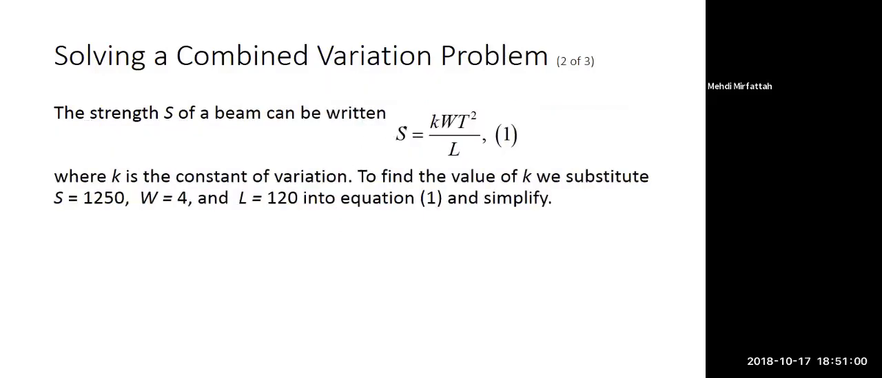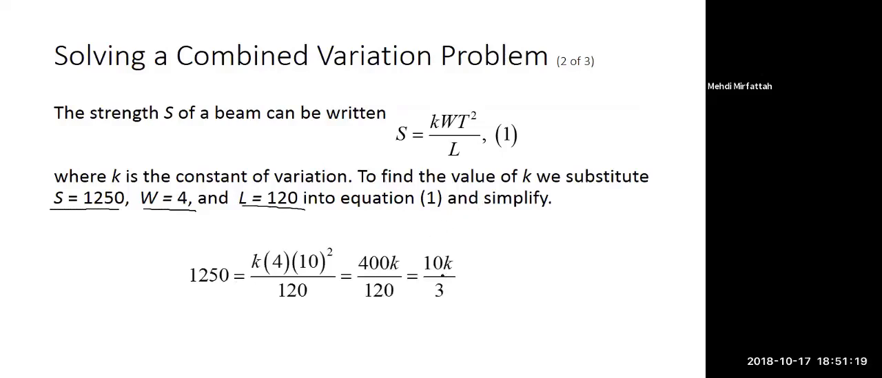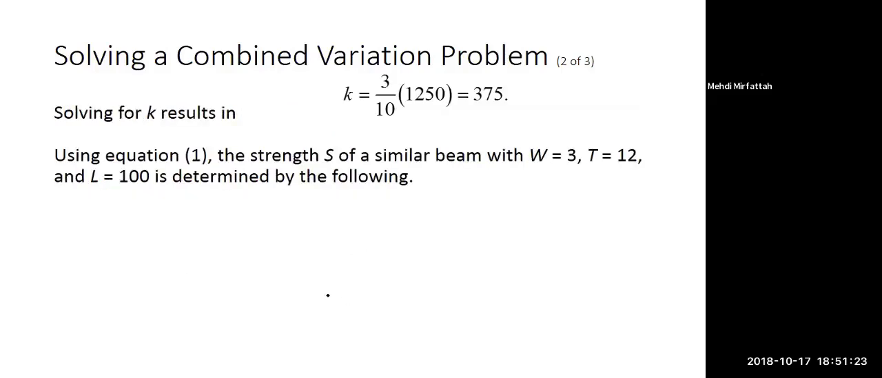So for right now, we find S is equal to some factor K times W, T squared over L, and the values of S, W, L are given to me, so I can solve for K. Just plug the numbers here and then solve for K. So you should get K is equal to 375 if you do this correctly.